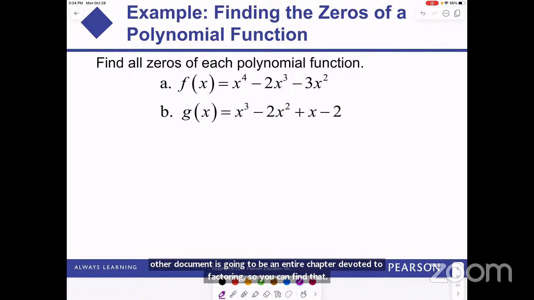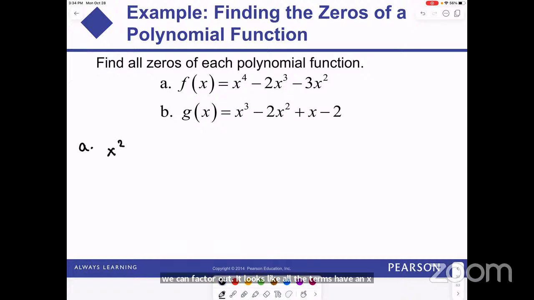Okay. So if we're working on part A, one of the first questions we ask ourselves is: is there a greatest common factor? Is there something common to all the terms that we can factor out? In this case, that would be a yes. So for part A, it looks like all the terms have an x squared. If we factor out x squared, we're left with x squared minus 2x minus 3, okay?